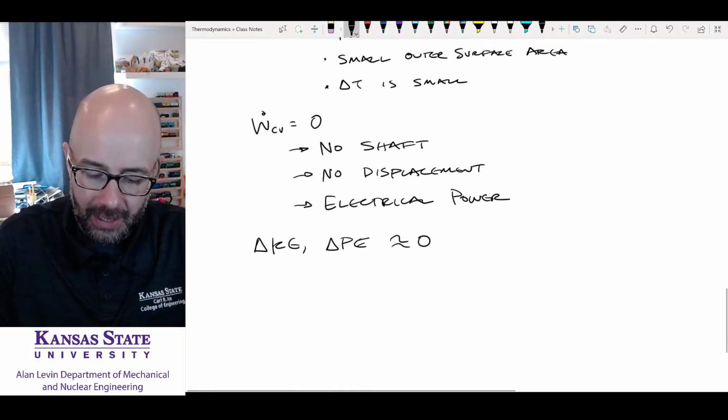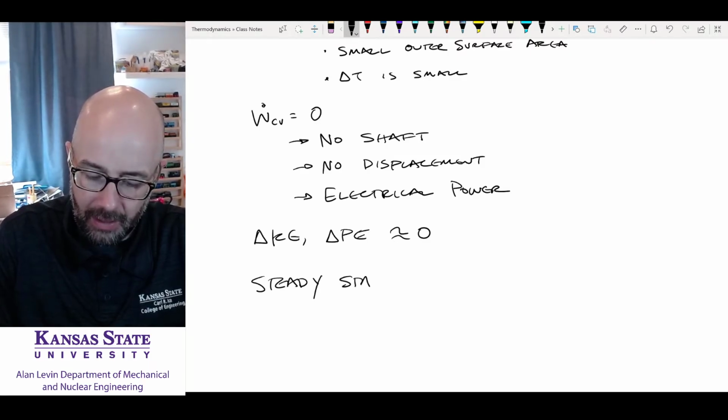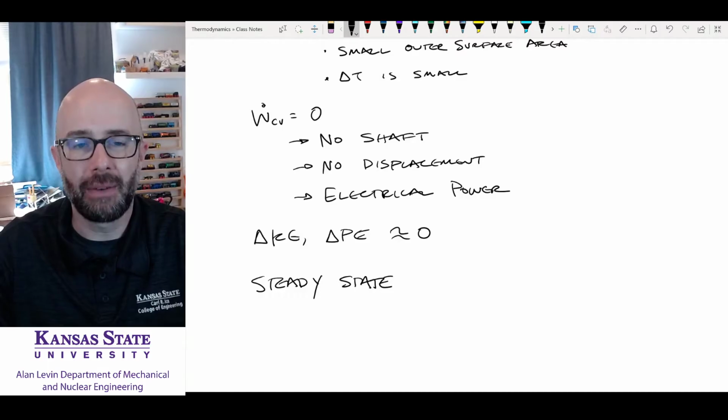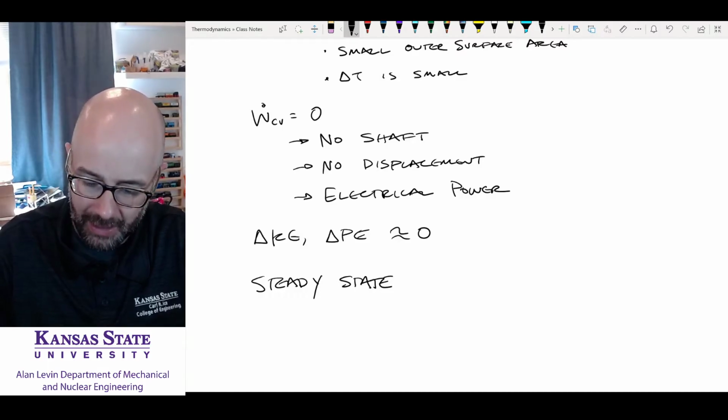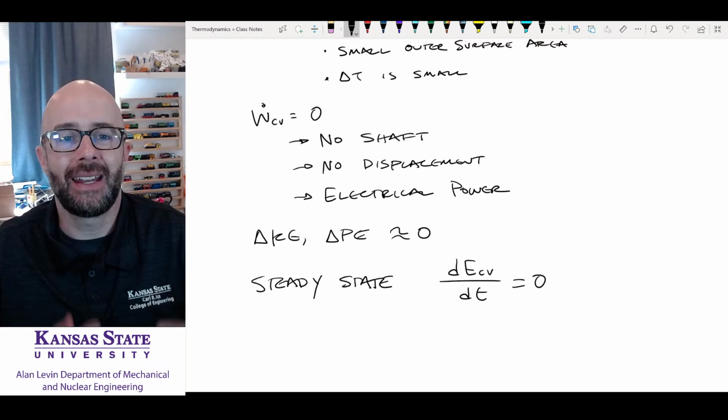And the last thing we'll say is steady state. Steady state is going to be our typical assumption, and everything we're going to consider is going to be steady state. That's going to say the change in energy of our control volume with respect to time is equal to 0. Now, realistically, things are not steady state.